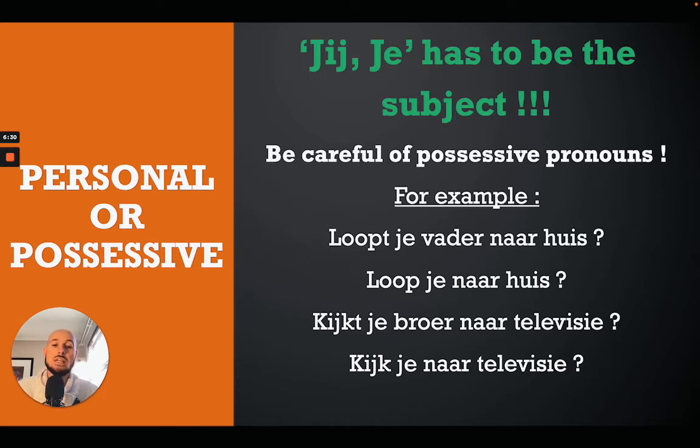We continue. Kijkt je broer naar televisie? Again inversion, but we write that T. Why do we write that T? Because je broer, your brother, je can also be jou, kijkt jouw broer naar televisie, so it's possessive, so we have to write that T.